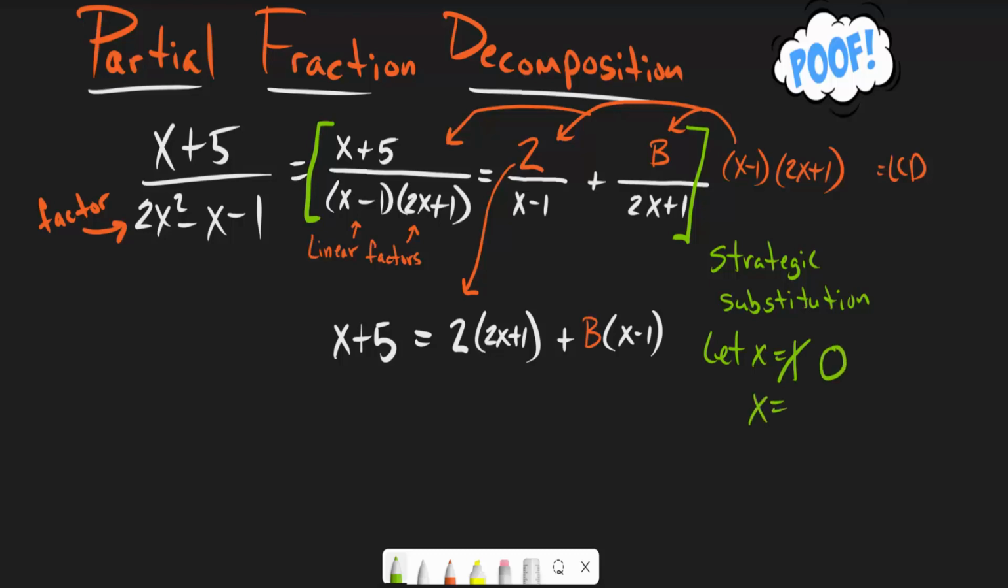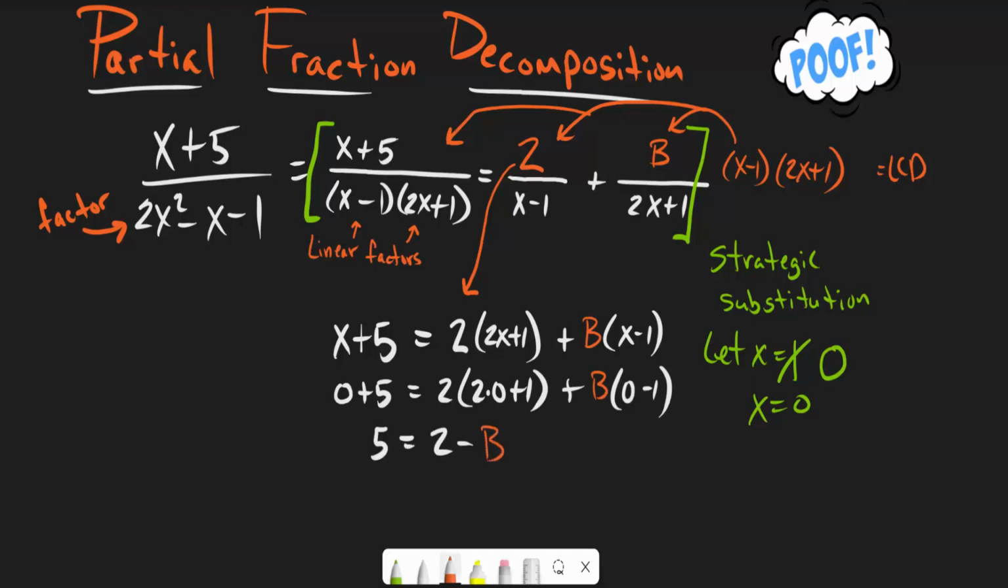Okay, so we're going to let x equal 0 and check out what's going to happen. Now we do a little bit of arithmetic. So 0 plus 5 is 5. This is a 2 minus b. So we solve for b. So b is equal to -3.